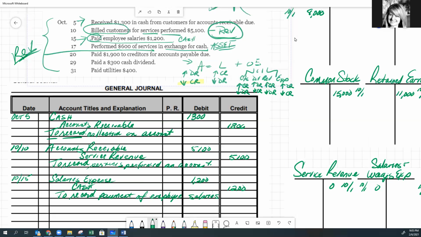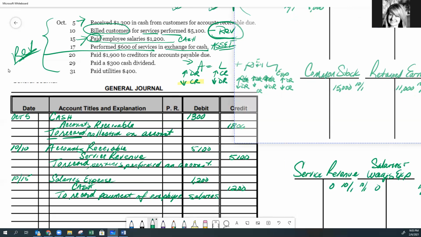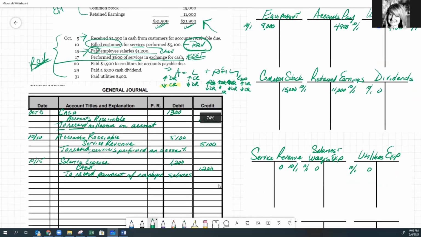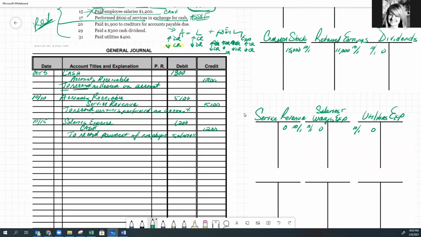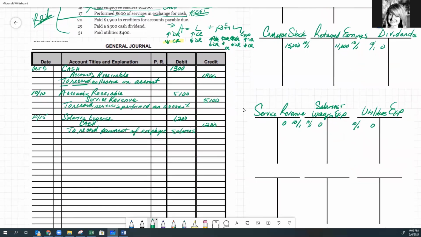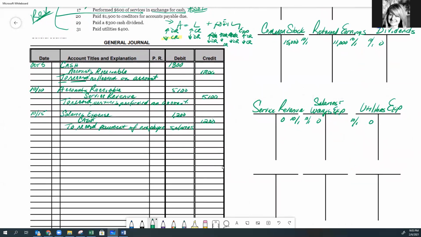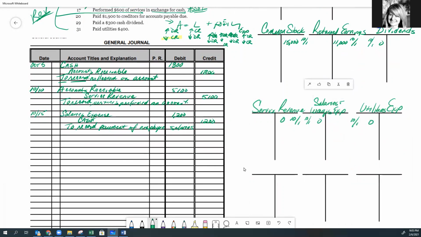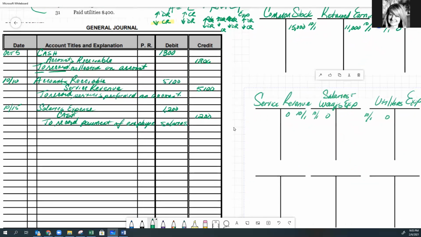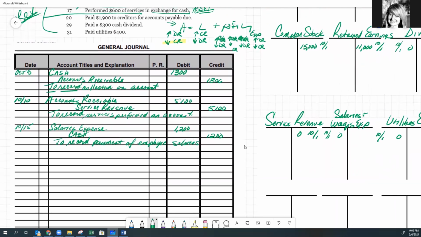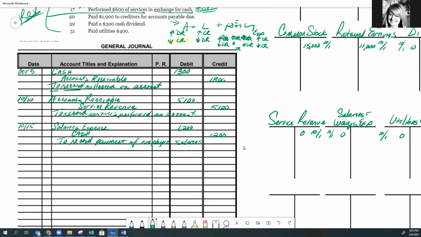If I do it in the wrong spot, it moves other things. Let's see if it's over here. Hang on. There we go. All right, so on 1017, let's make it a little bigger again. Okay, so on 1017, we're performing services in exchange for cash.